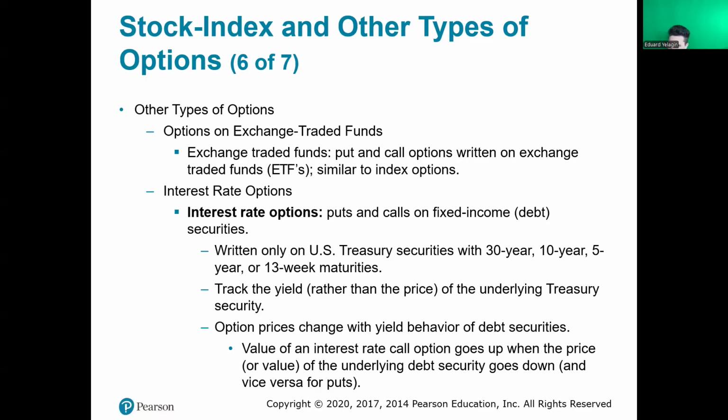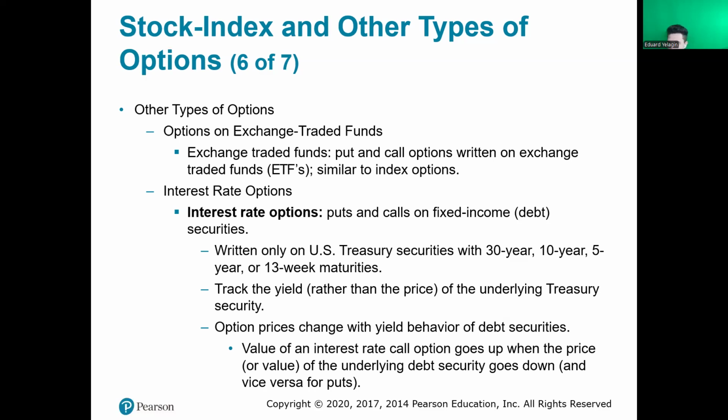Next, interest rate options. These options are written on fixed income securities, primarily US Treasuries with 30-year, 10-year, 5-year, or 13-week maturities. Unlike stock options, these track the yield on the bond, not its price. So here is the key relationship. When bond prices fall, yields rise, and interest rate calls options gain value. When bond prices rise, yields fall, and put options gain value. So in short, interest rate options are tools for managing exposure to movements in interest rates rather than stock prices, making them critical for banks, pension funds, and bond portfolio managers.